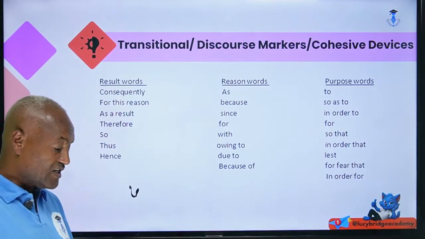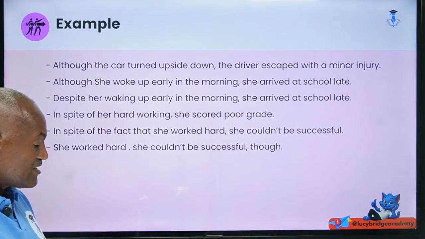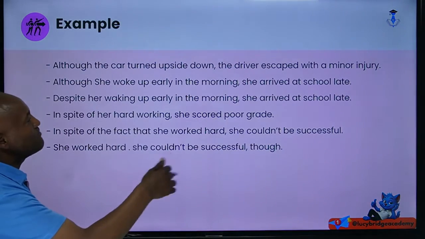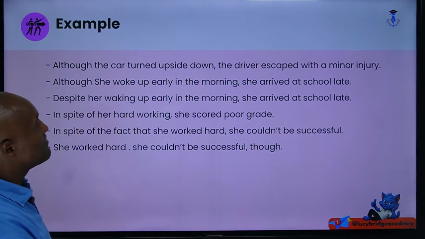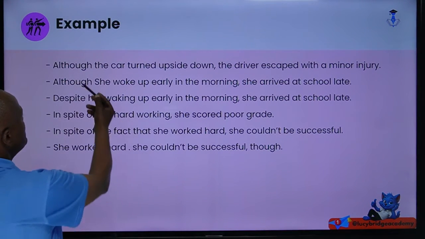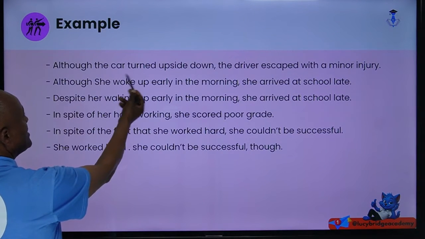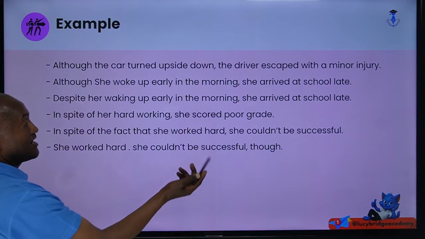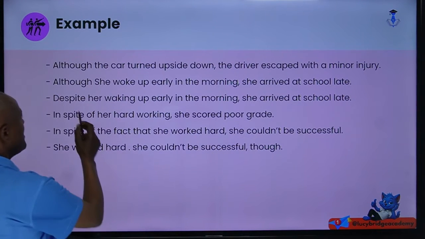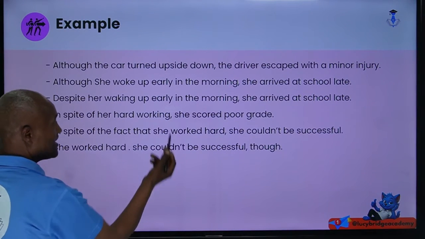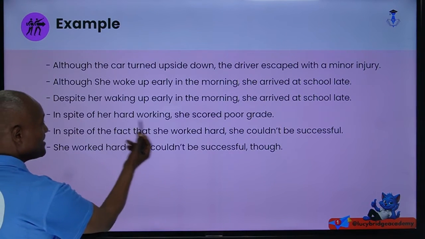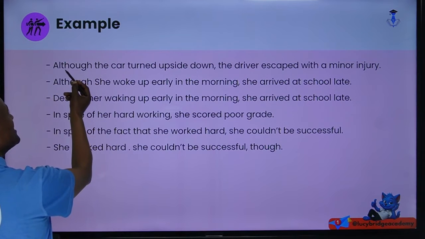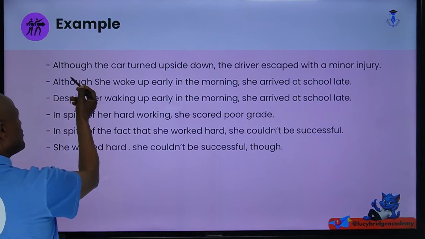Identifying the function. For instance, here I gave you in the note: Although the car turned upside down, the driver escaped with a minor injury. Look, after although, we use what? Clause. But look here: Despite her waking up early in the morning, she arrived at school late. After despite, we use what? A phrase. And then in spite of, the same thing. We can replace, but don't forget, for instance, here instead of although, even though is possible.